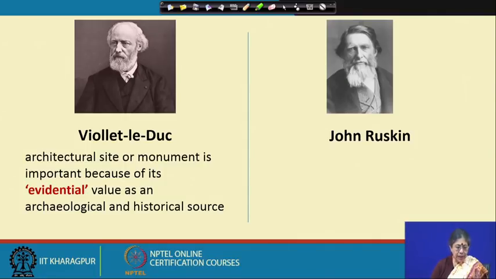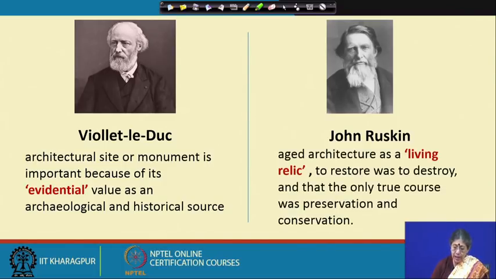Viollet-le-Duc basically talks about an architectural site or monument being important because of its evidential value as an archaeological and historical source, whereas Ruskin talks about aged architecture as a living relic, a continuity. To restore was to destroy. So, he is not talking about restoring in that sense; restoring was to destroy, and the only true course was preservation and conservation.